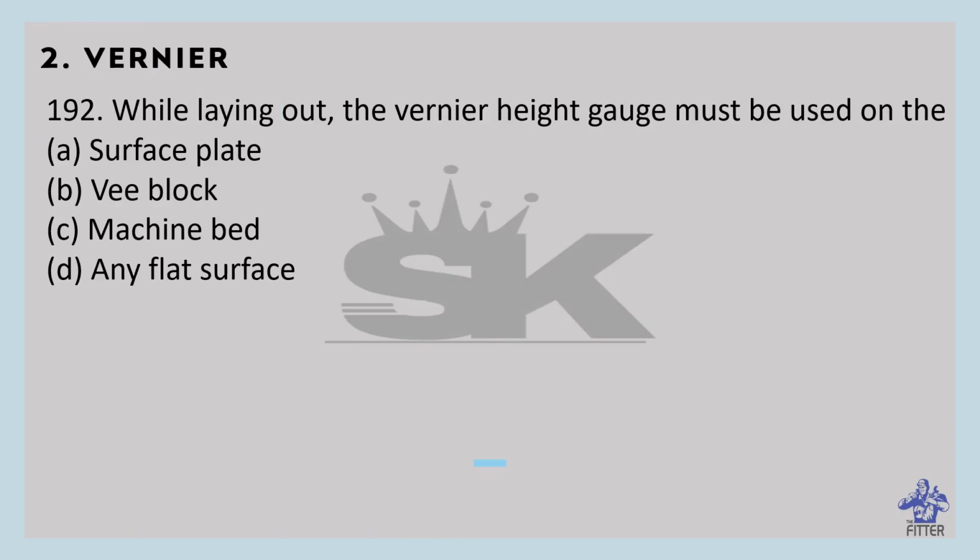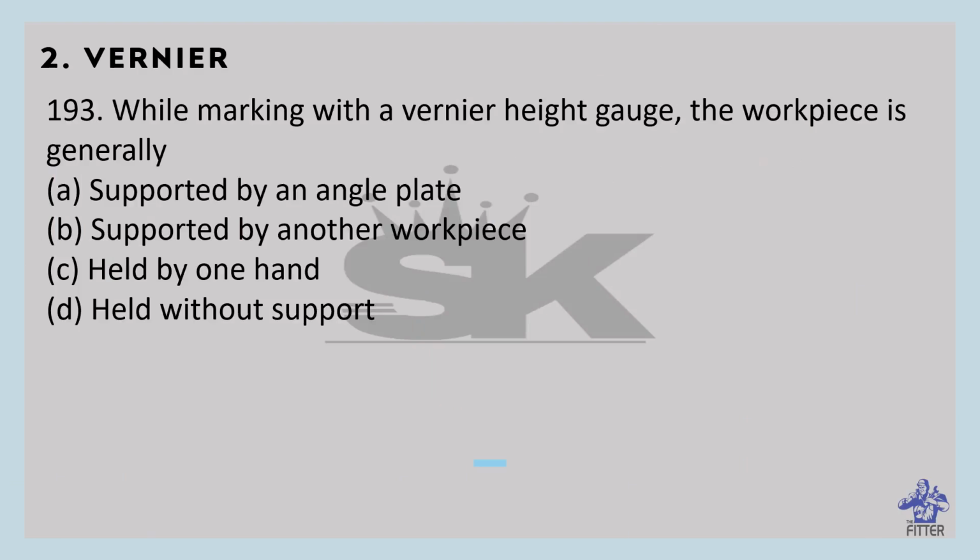While laying out, the vernier height gauge must be used on the surface plate. While marking with a vernier height gauge, the workpiece is generally supported by an angle plate. Angle plate is used with the surface plate for supporting the workpiece in perpendicular direction.